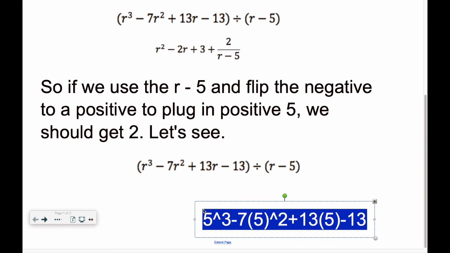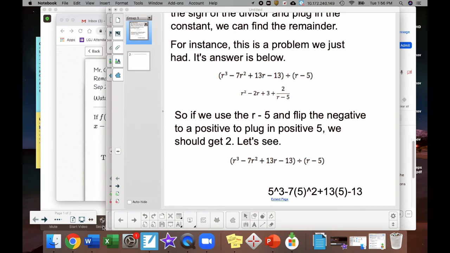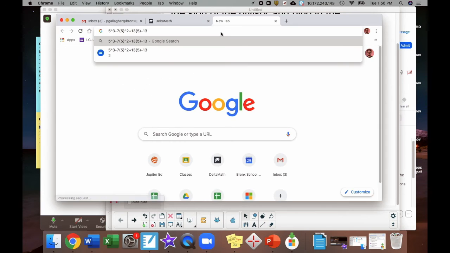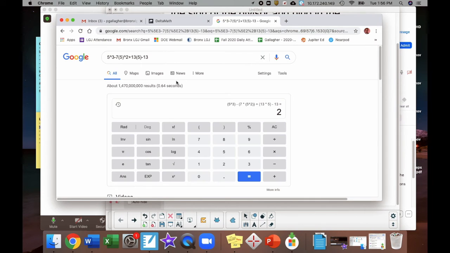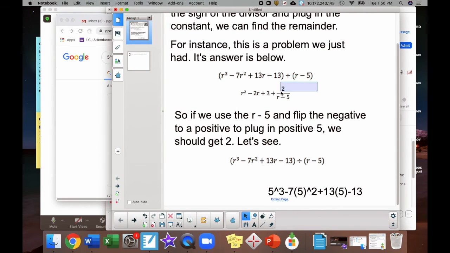You might be looking at this saying, Mr. Gallagher, I have no idea how the heck I'm going to do that in my head. And I do not expect you to do it in your head. You can just head on over to Google, type it in, and Google will give you the answer, which is 2. Which is great, because that's the exact answer we were expecting way up here, a 2.